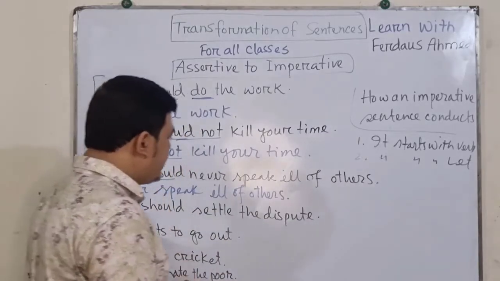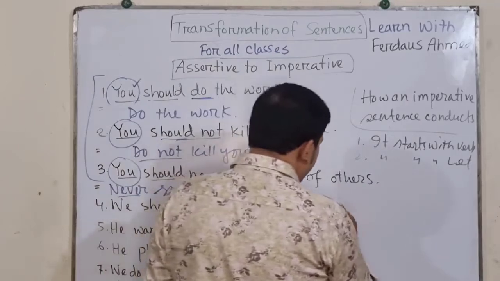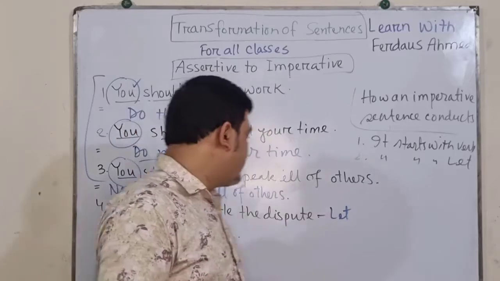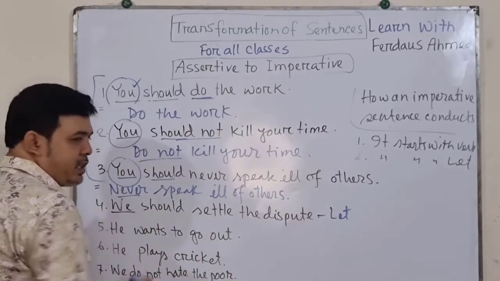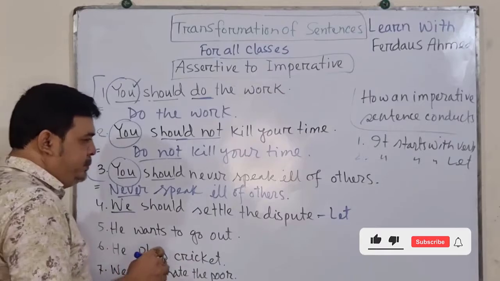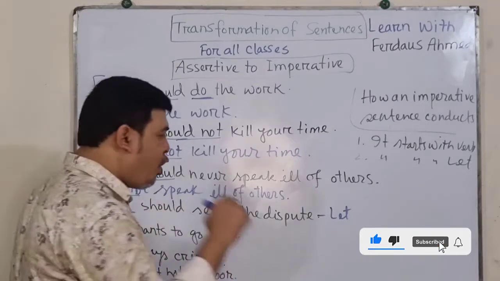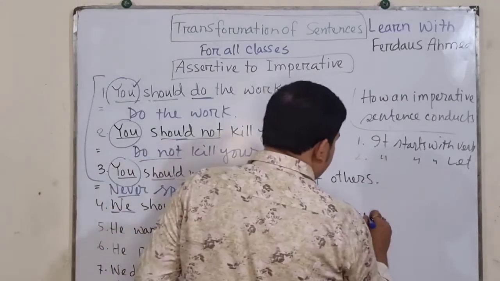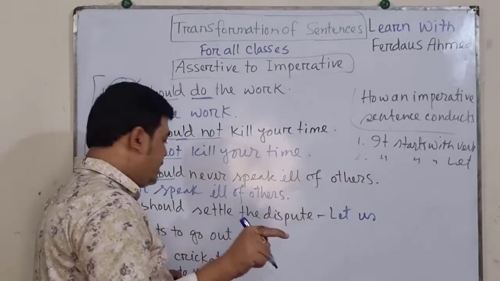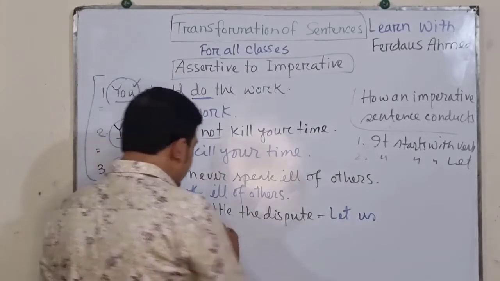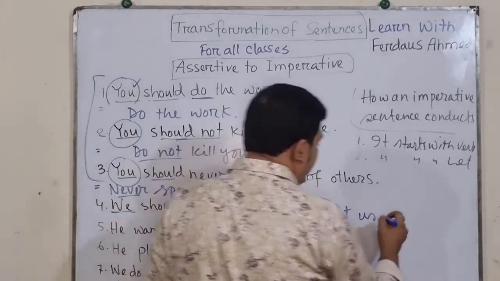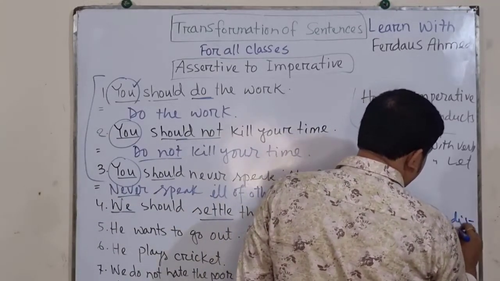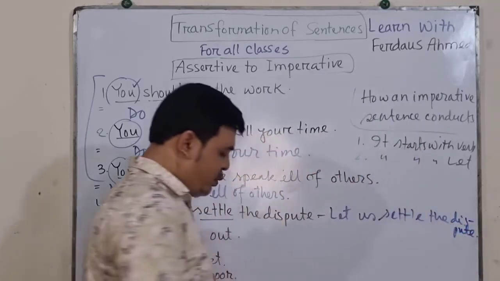Okay, so we should settle the dispute. So in that case, we will start with let. And whenever we write let, after that we will target the subject and write the object form of the subject. What is the object form of we? We, that is us. We will write the objective form of the subject. Let us, and after that, from the verb to the rest of the things. Settle the dispute.